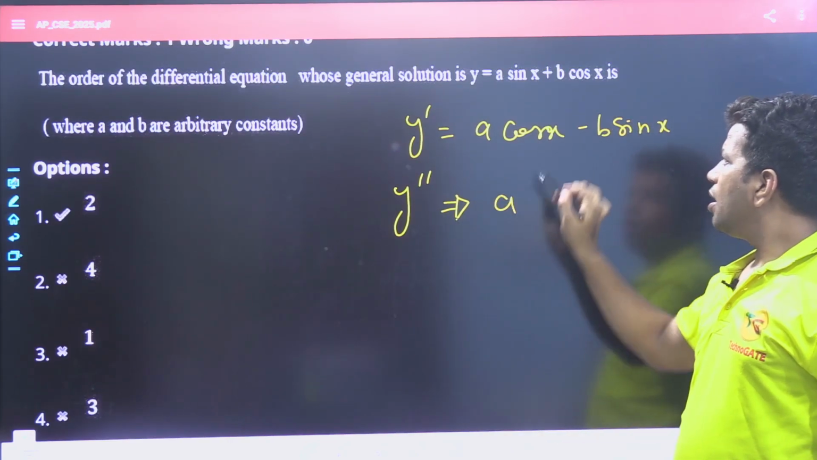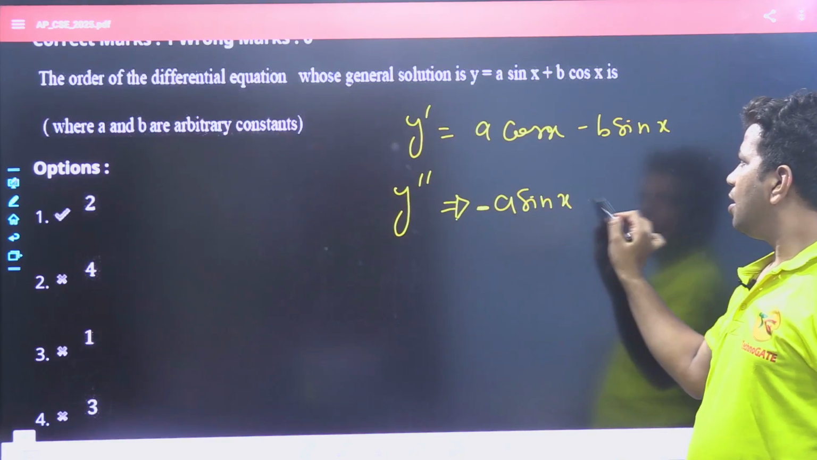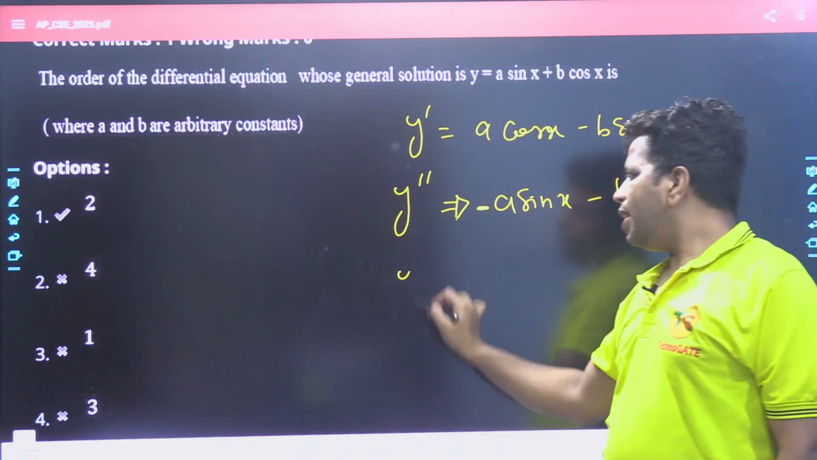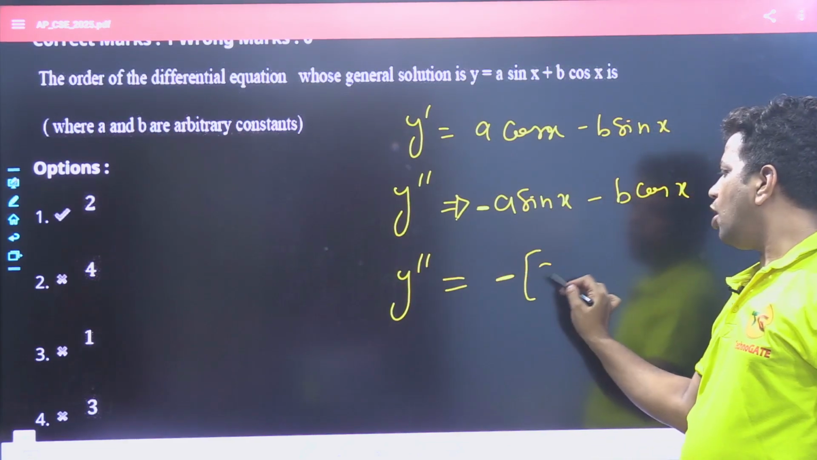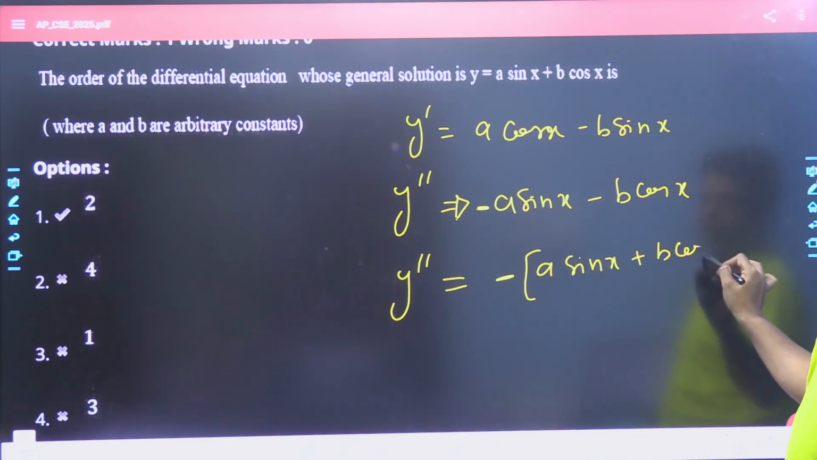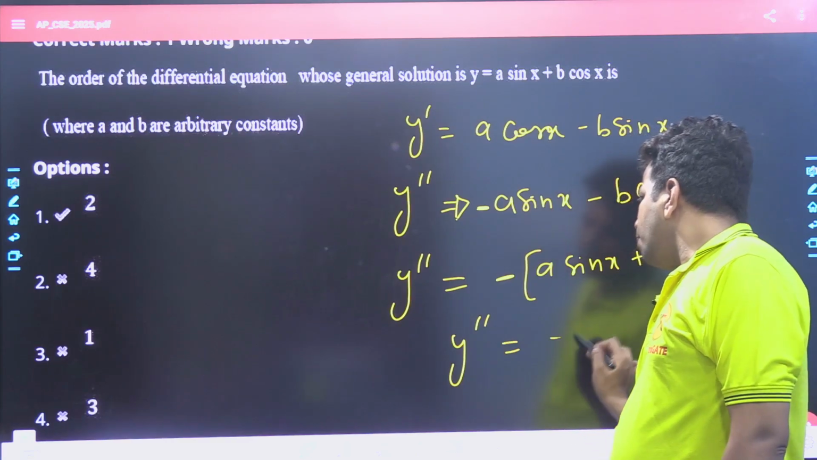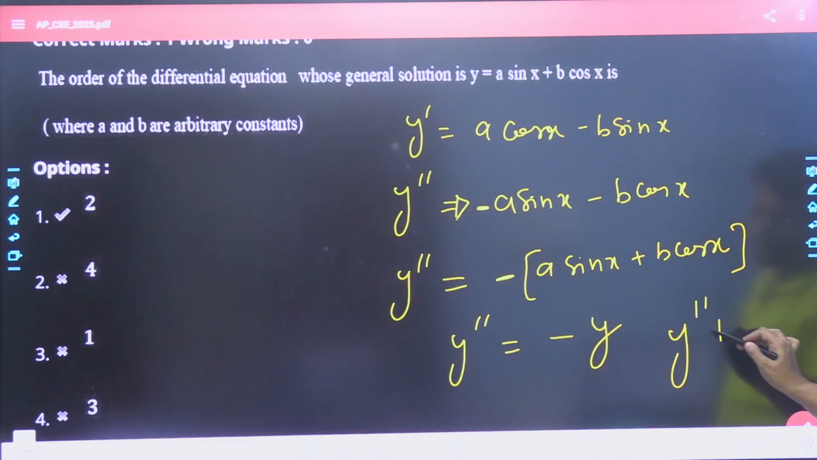So a cos x becomes minus sin x, and b sin x becomes cos x. So y double dash, if I am taking minus common, it's just like that. Now in place of this, can I put y, because this is equivalent to y? So y double dash plus y equals 0. That would be your equation.